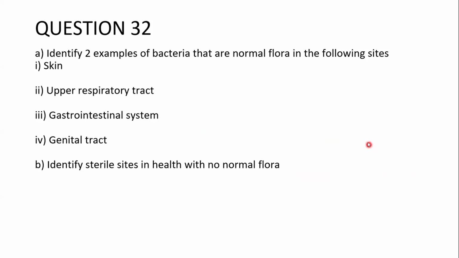Next, identify 2 examples of bacteria that are normal flora in the following sites. This is also another topic. People neglect normal flora. Then identify sterile sites in health with no normal flora. There's one bacteria you can never go wrong with that occurs in almost all these systems.